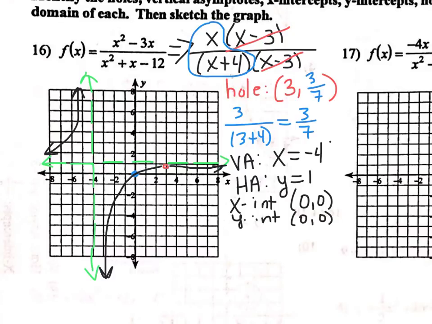Right, so we found a vertical asymptote at x equals -4, and I got that from my denominator. If I set this equal to 0 and solve for x, I get x equals -4. That gives me this vertical asymptote right here at x equals -4.